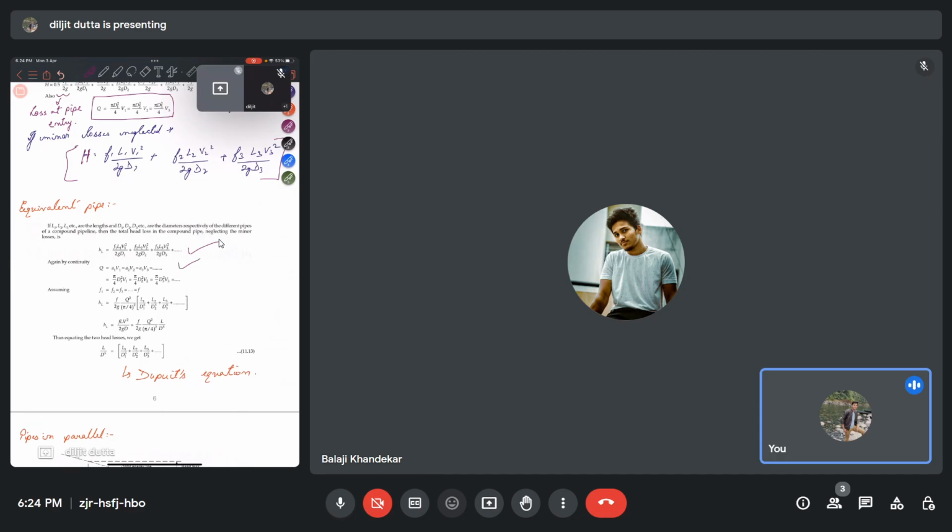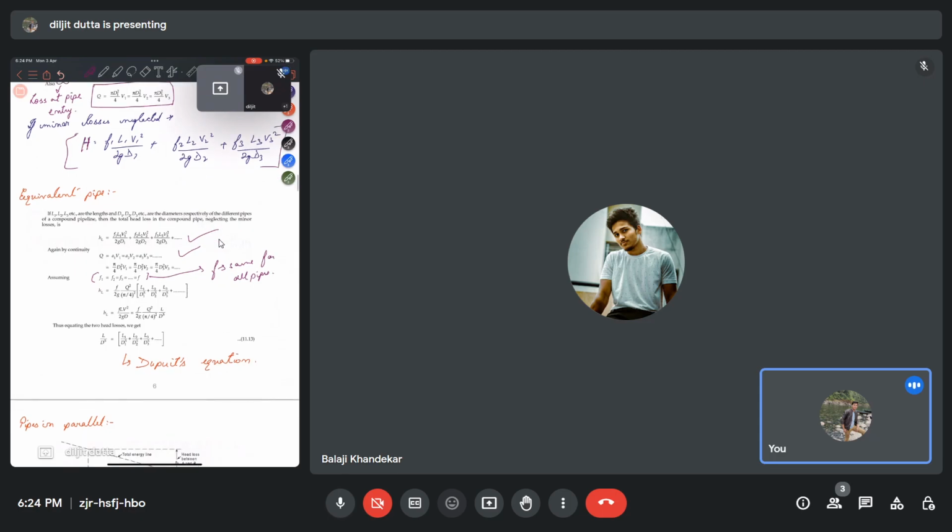Now from continuity, the discharges are the same in all three pipes, and we assume that the friction factor f is the same for all pipes, that is, all the pipes are made of the same material. In that case the friction factor will be the same. So the total head loss will be, if we substitute, f Q square by 2g (pi by 4) whole square, times L1 by D1 to the power 5 plus L2 by D2 to the power 5, plus so on till the number of pipes.